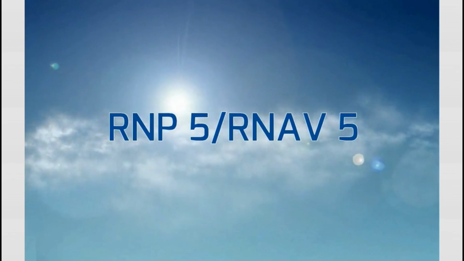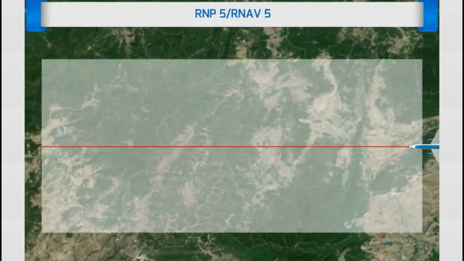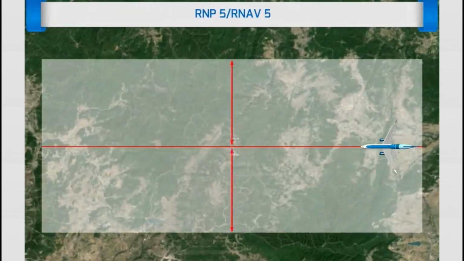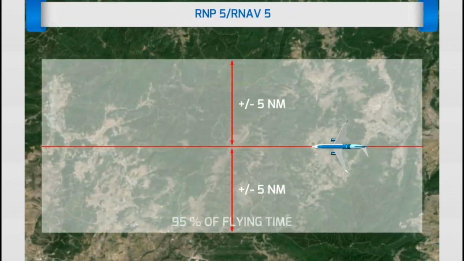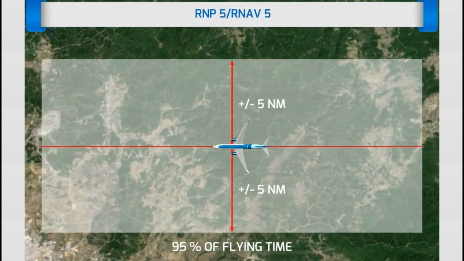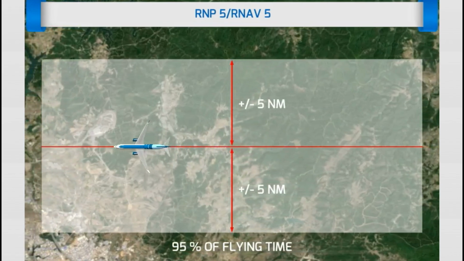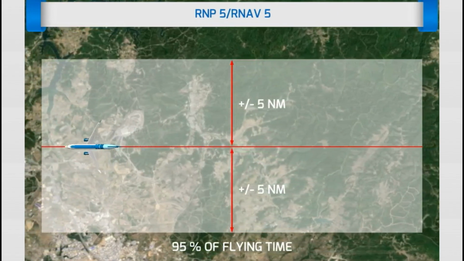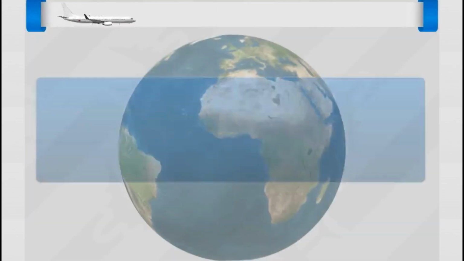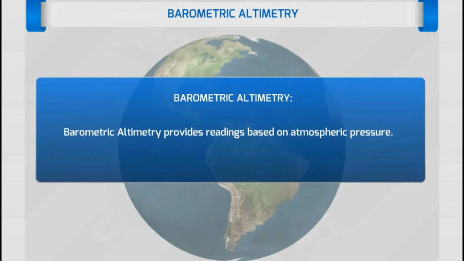RNP5, RNAV5. The capability of an aircraft to contain navigational accuracy within a radius of plus or minus 5 nautical miles 95% of the time, or RNP5 through coverage of station-referenced navigational signals, or within the limits of a self-contained system capability, or a combination of these. Barometric altimetry. Barometric altimetry provides readings based on atmospheric pressure. Closed termination.